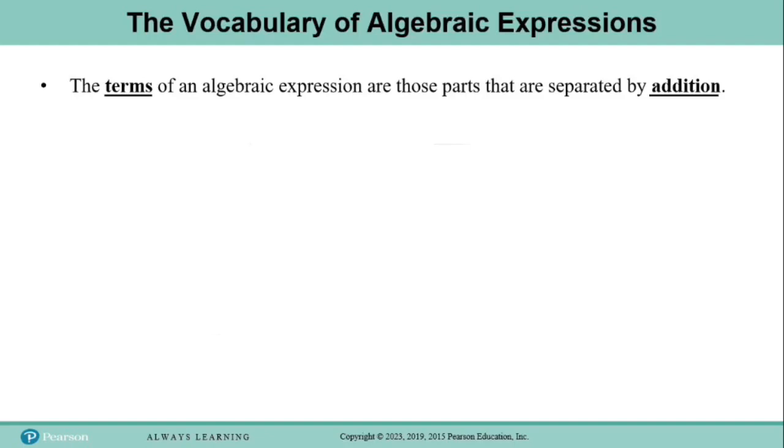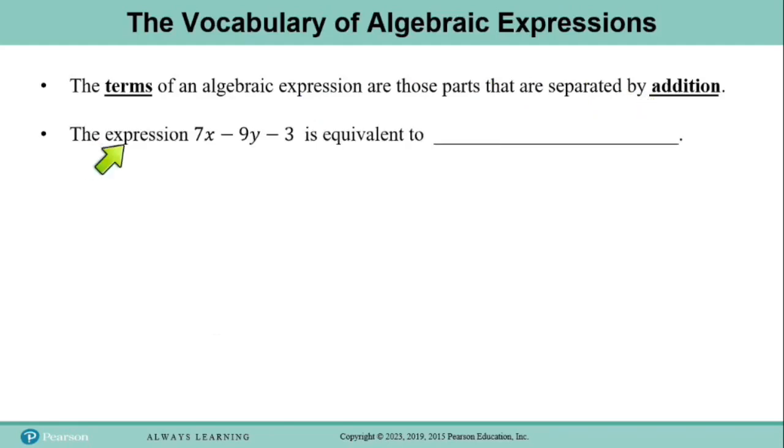Okay, now let's go on and review some of the vocabulary of algebraic expressions. I'm sure that you have heard all these terms before in previous classes, like if you took algebra in high school, you've heard all of this before. So the terms of an algebraic expression are those parts that are separated by addition. Terms are separated by addition. So if we have an expression like 7x minus 9y minus 3, we cannot determine the terms while there is subtraction here, or at least you have to think of it in its addition form in order to get the terms correct.